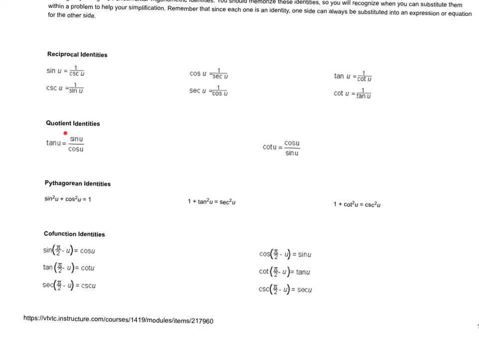But you also want to think about this, because sometimes when you're working with trig identities, it's easier to rewrite everything in terms of sine and cosine, because they're easy. You see how this is just the reciprocal of that? Here's sine over cosine. This is cosine over sine.